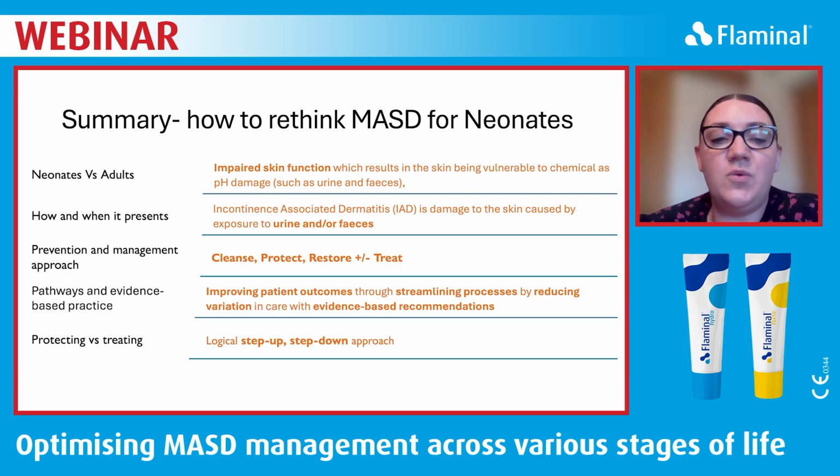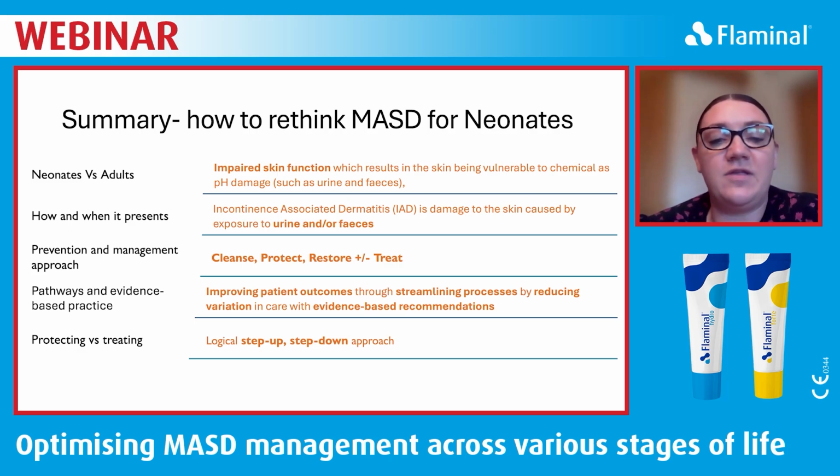It's important that we do include prevention and management so that we're including all those elements that we've spoken about around cleansing, protecting, restoring and treating the skin. And by implementing pathways and evidence-based practice, what you are able to do is provide that assurance that you're putting principles and processes in place to improve our patient outcomes through that streamlined process to reduce variations.